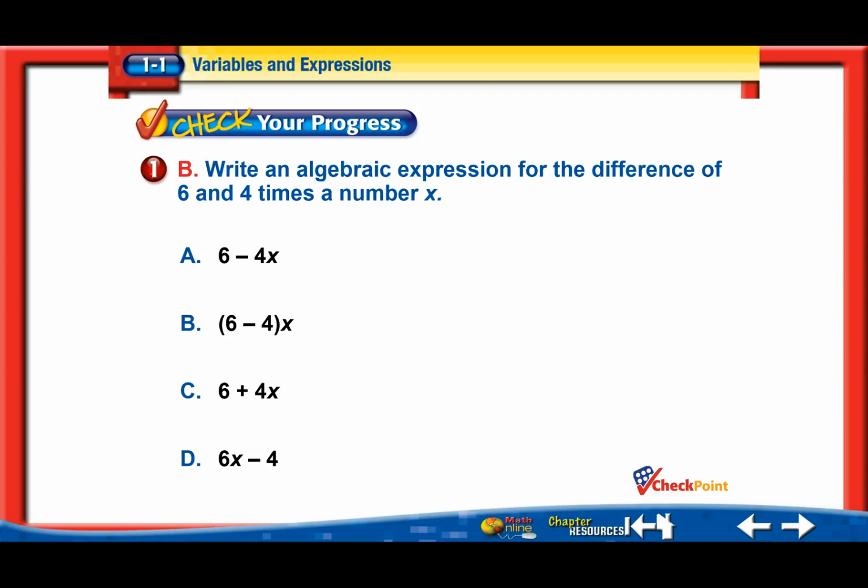All right, write an algebraic expression for the difference of 6 and 4 times a number x. So difference means subtraction. So the difference of 6 and 4 times the number. So I'm going to have 6 minus 4 times a number. We're just going to use x in this case because they told us to use x.